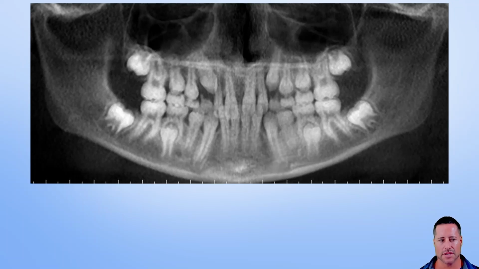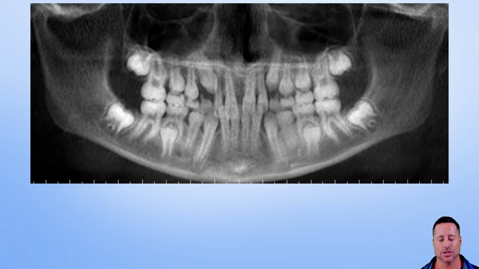So here we have a 2D construct of our 3D image, and the patient was seen at a new patient exam. We can notice that the upper right 3 looks a bit ectopic, so you notice that, right? It's starting to cross over the root of the lateral. We're used to seeing that. It is resorbing the upper right C, so not necessarily anything that we're super concerned about, at least in the 2D image. But it's impossible to determine the exact location of this tooth in 2D.